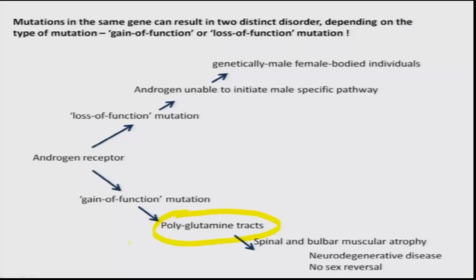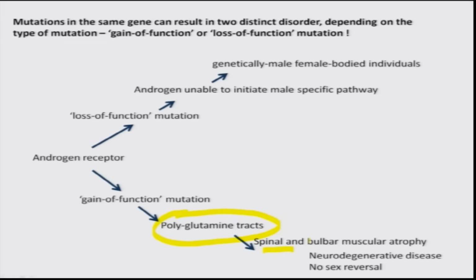This disease is called spinal and bulbar muscular atrophy. You don't need to worry about the disease name, but what is important is that it is a neurodegenerative disease. Mainly it affects the motor neurons, the neurons that help you to coordinate your body while walking or standing up or whatever, all the functions, and they lose their function because of a gain of function mutation.